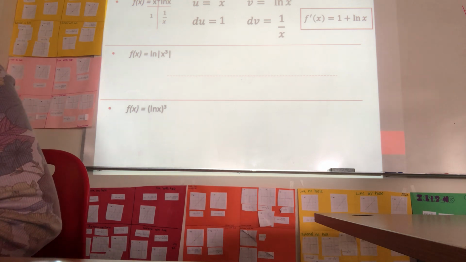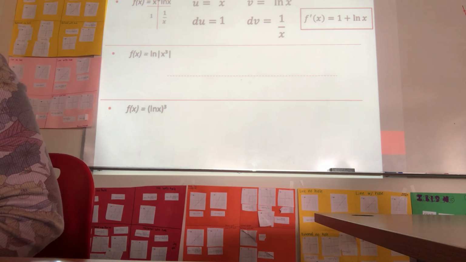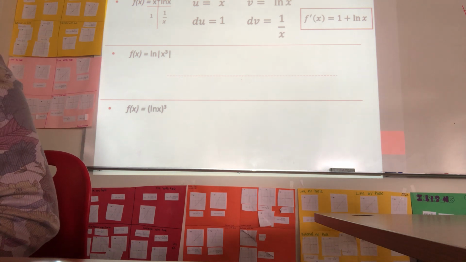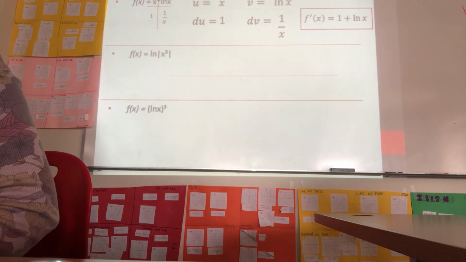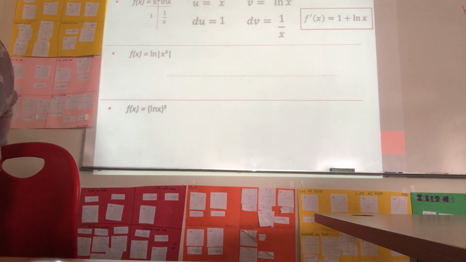Okay, the next one is like the ones we did back there. Yep, no special rule, just 1 over u du, or 1 over g of x times g prime of x.